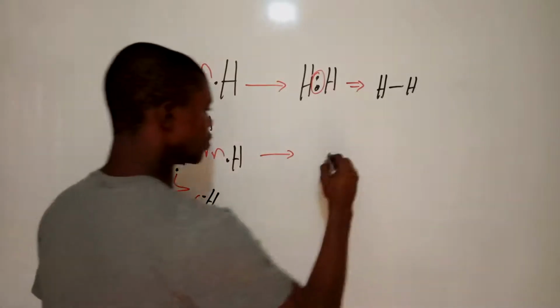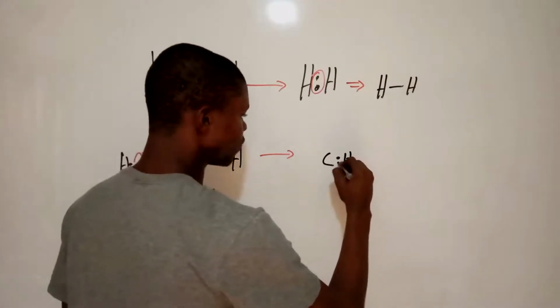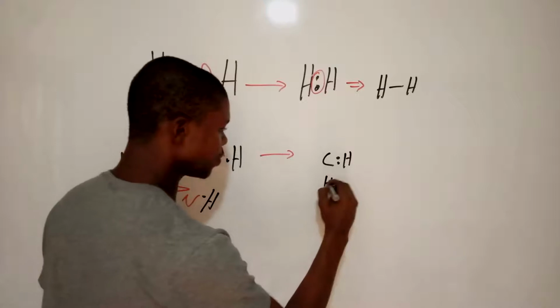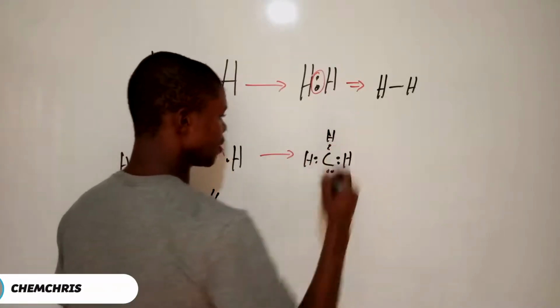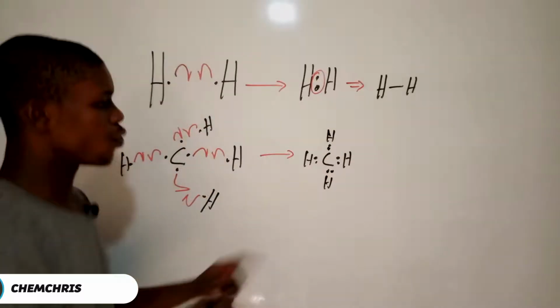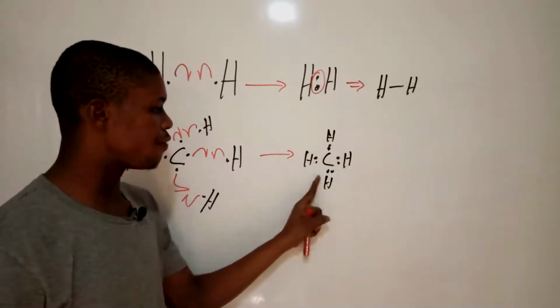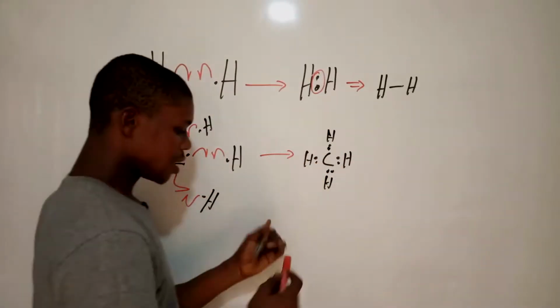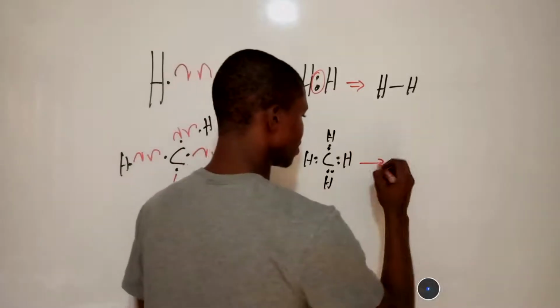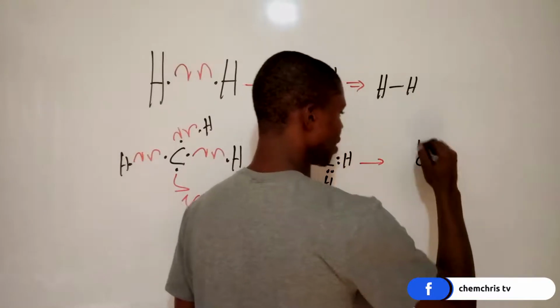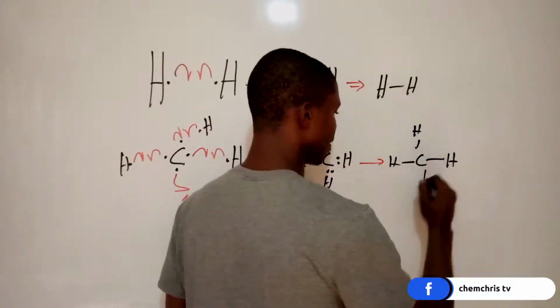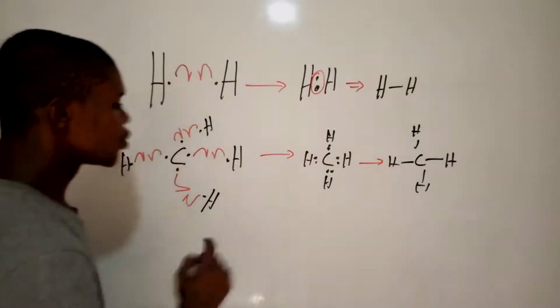So when this happens, carbon is forming a bond with this one here. The same thing with this one, and this one, and this one. Right? So when you look at carbon here, carbon has 1, 2, 3, 4, 5, 6, 7, 8 electrons. So now you can see the bonds here and here, right? So you can see that.